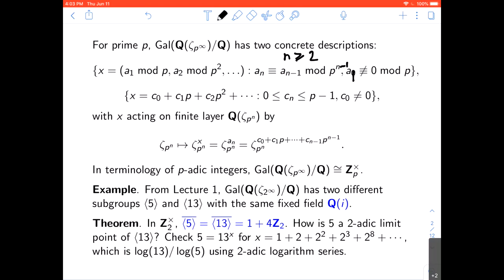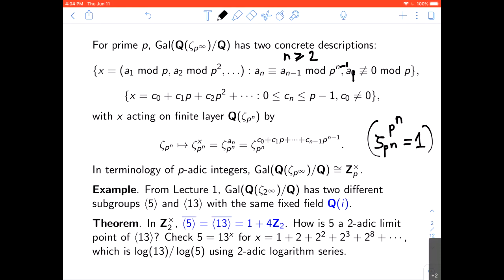And either way, you could describe the action of this Galois group, described in these formulas, on a p-power root of unity by raising to that power. So if it's a sequence of numbers modulo powers of p, you raise to the power that's in the nth slot. If it's written as a p-adic expansion, you just raise to the power you get by chopping off everything after the p to the n point, because zeta p to the n, to the p to the n, is 1. And so those higher terms really shouldn't matter.